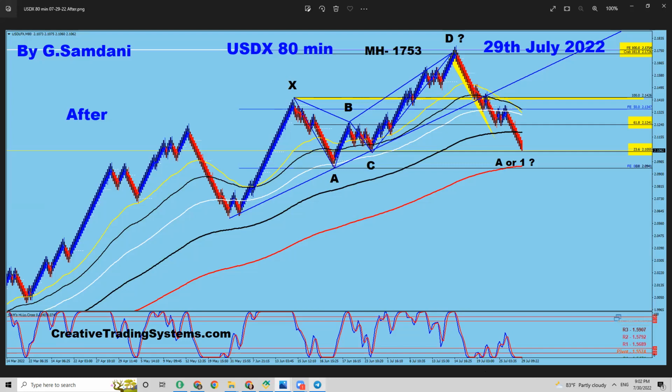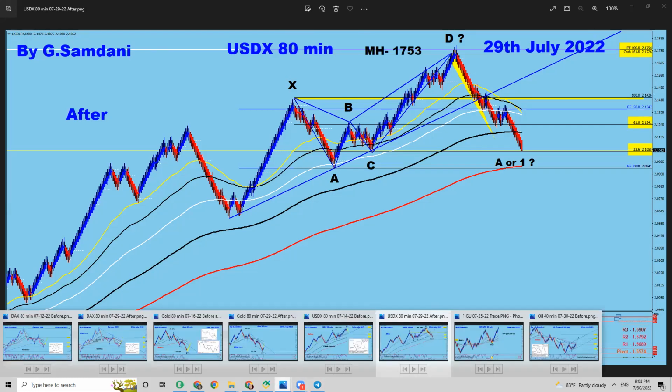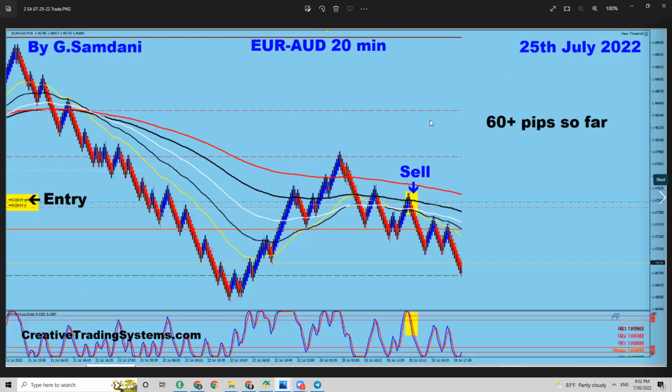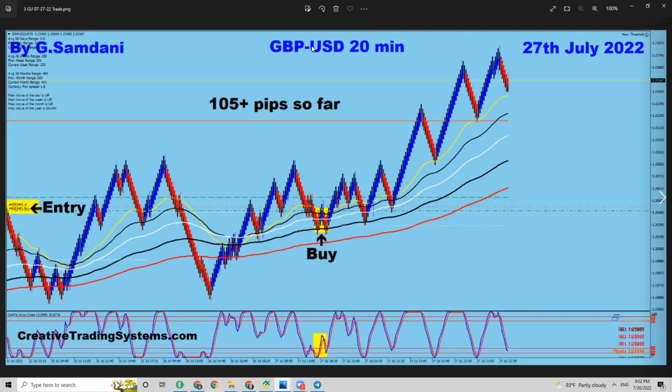Similarly, you can see all the trades that happened, for example GU. The week started on the 25th, right? GU 80 pips, a nice and clean buy order here on the left. All the trades were taken with my Magic Average system. And you can see EU downside 60 pips, a beautiful short setup here. And this is GU again, a buy order here, 105 pips on the 27th.